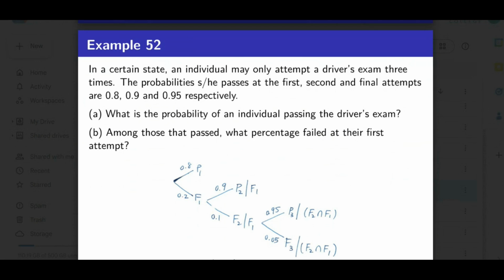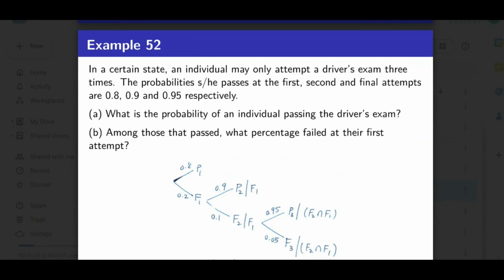Maybe the only point that makes people confused is this one. How do you write the conditioning for this event? Do you see why it's parentheses F2 and F1? Because you know that the fact that you are here means you have failed twice. So don't write something like P3 slash F2 slash F1. That means nothing. You always slash on an event, but the event now is the intersection of these two, because you know both of these must have happened for you to be here.